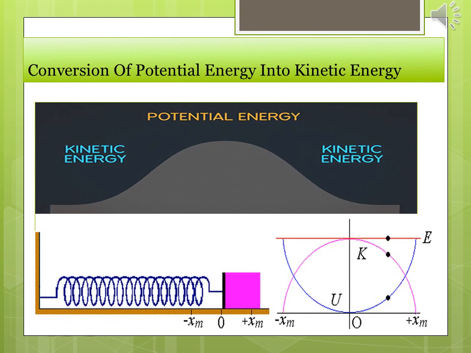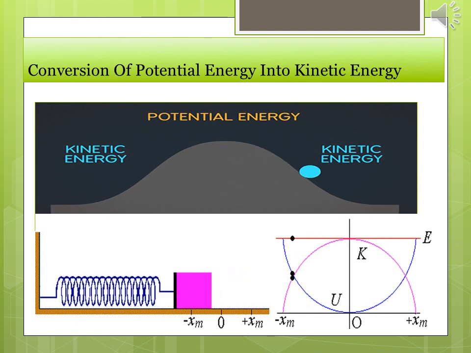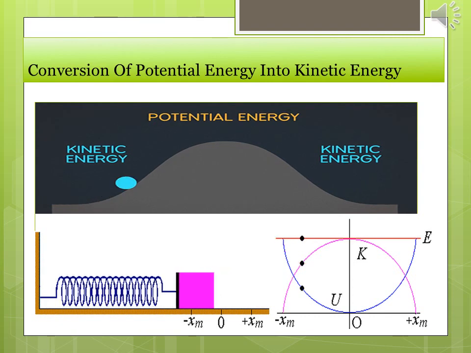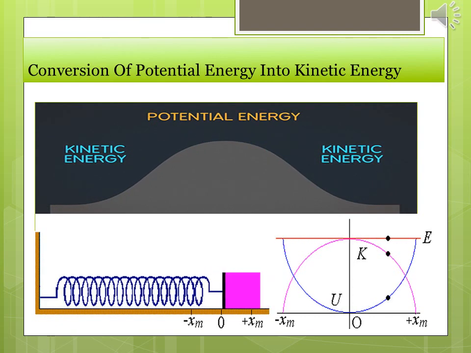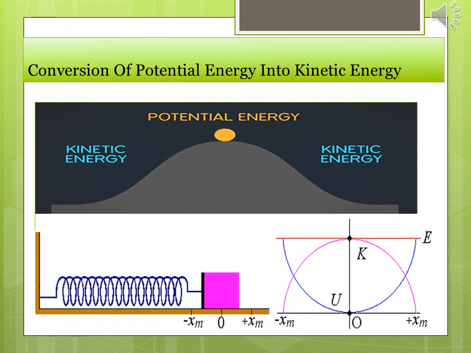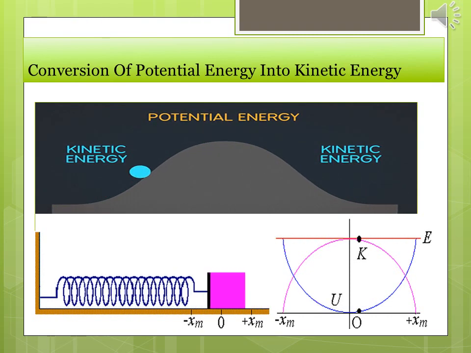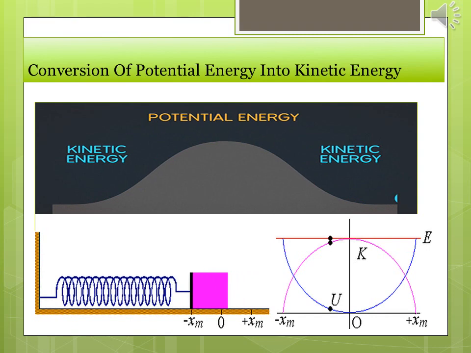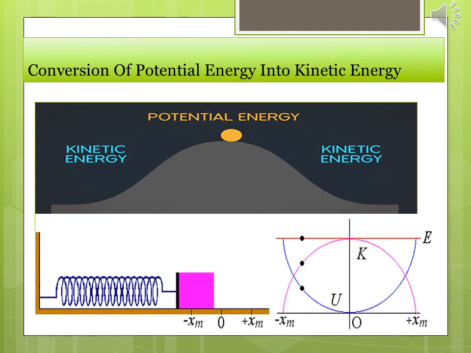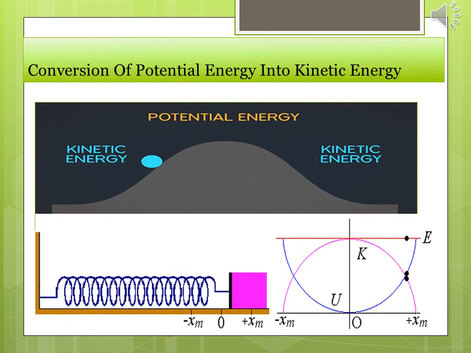A compressed spring has elastic potential energy due to its compressed state. When it is released, the potential energy of the spring changes into kinetic energy, which acts on the ball placed on it and changes into the kinetic energy of the ball, due to which it flies away.